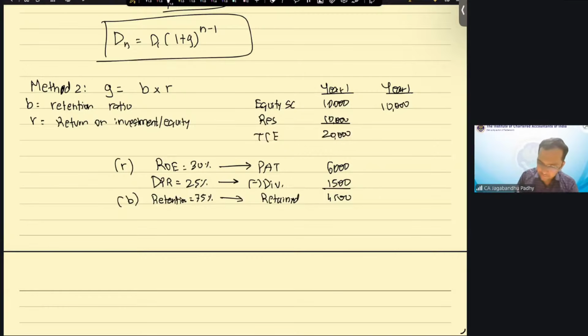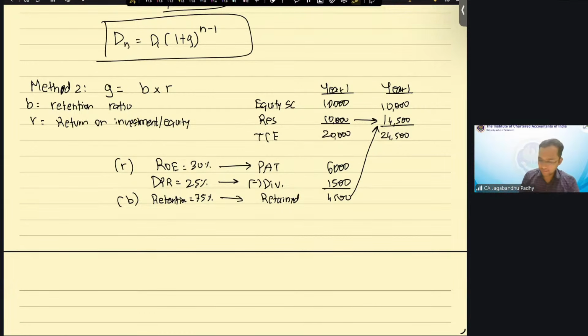Well, reserves will definitely be 10,000 plus this retained earnings of 4,500, right? So reserves are going to be 10,000 plus 4,500. So the total reserves are going to be 14,500. Because this will definitely be the sum total of both, the reserves which you had earlier and the new reserves which you are getting. So total capital employed that we have is 24,500.